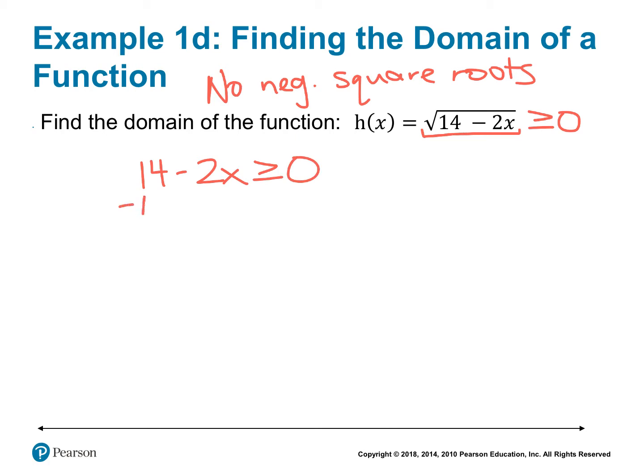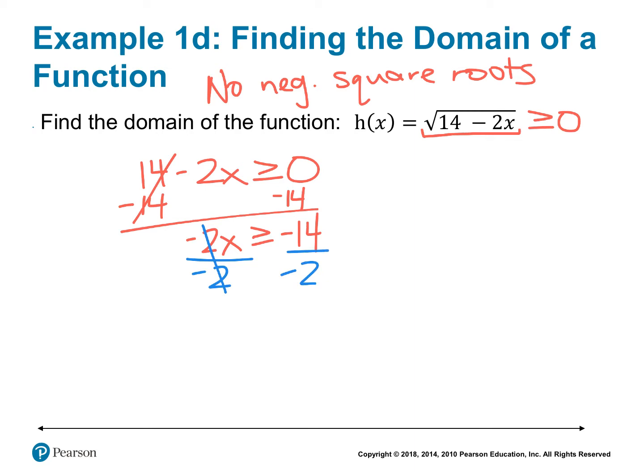So if I minus the 14, I get -2x has to be greater than or equal to -14. Divide by -2. Now be careful here. When you divide by a negative, you have to flip the sign around. So x has to be less than or equal to 7.